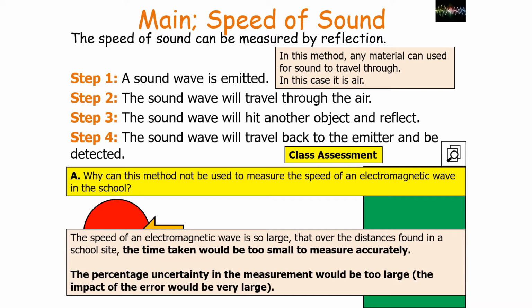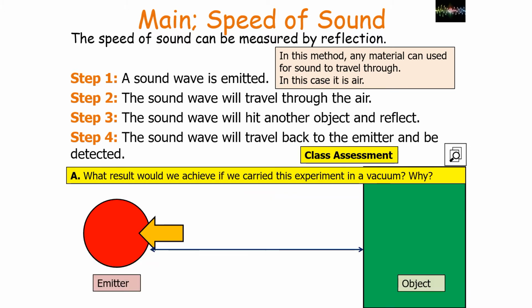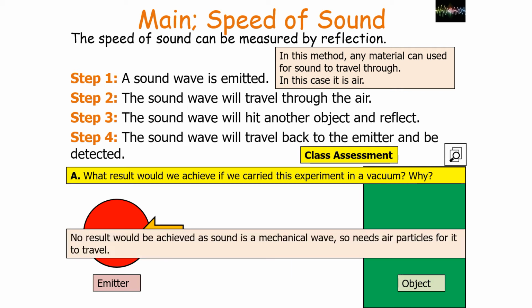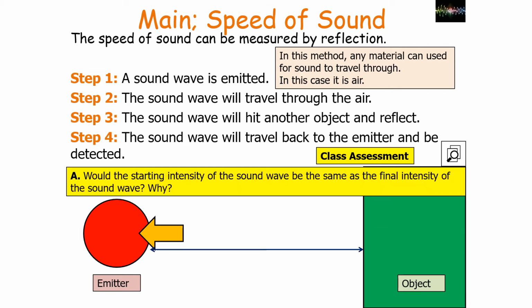So the percentage uncertainty of the measurement will be too large, so the impact of your error in time will be very, very large. Now, if we carried out this experiment in a vacuum, what would we achieve? Well, we'd get no result because sound is a mechanical wave, so it needs air particles to travel. In a vacuum we can't actually get a sound wave because there are no particles there to vibrate.